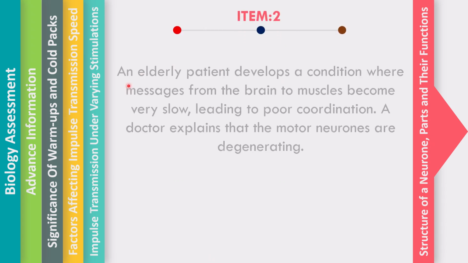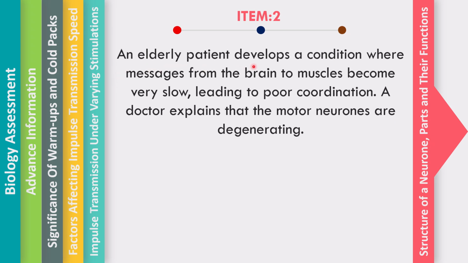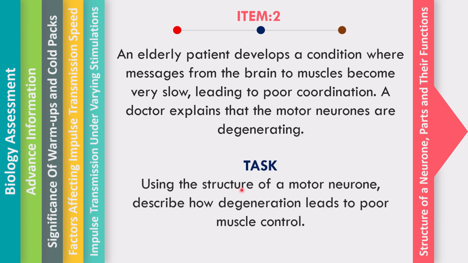Item 2. An elderly patient develops a condition where messages from the brain to the muscle become very slow, leading to poor coordination. A doctor explains that the motor neurons are degenerating. Task. Using the structure of a motor neuron, describe how degeneration leads to poor muscle control.